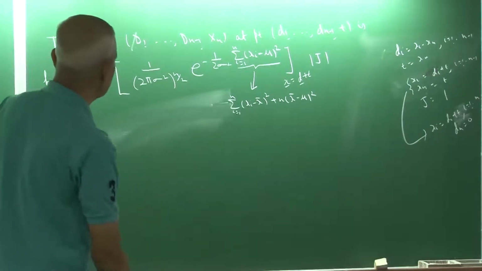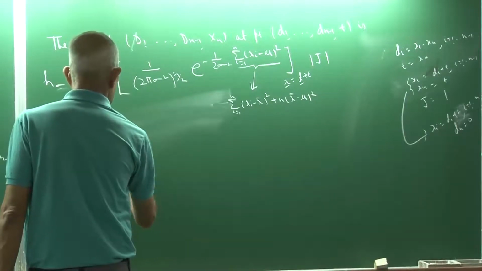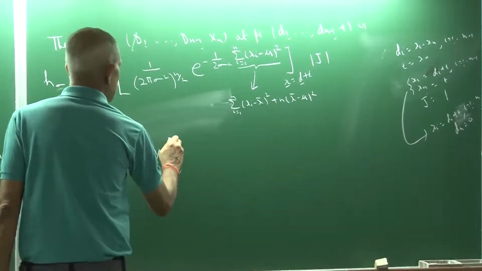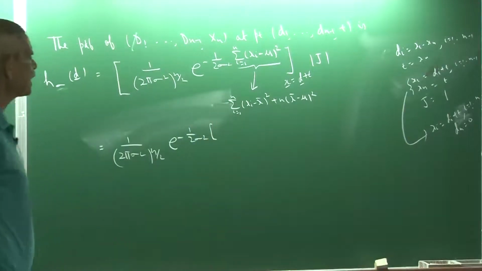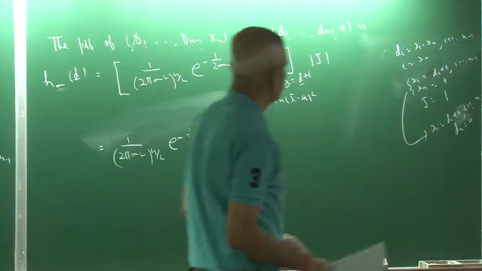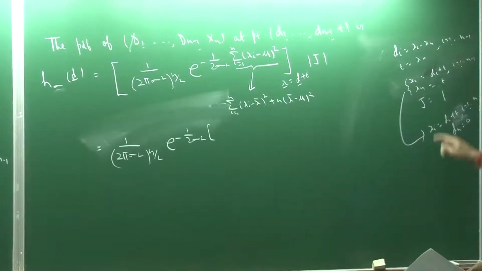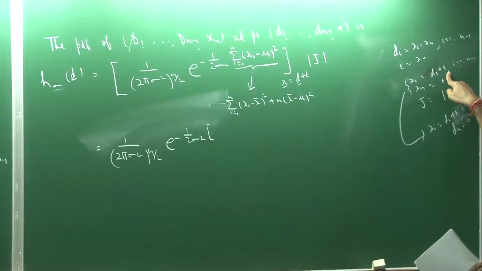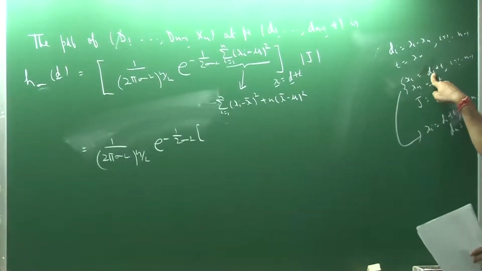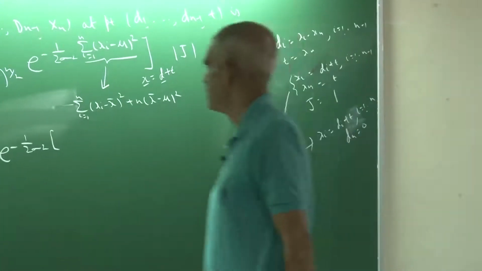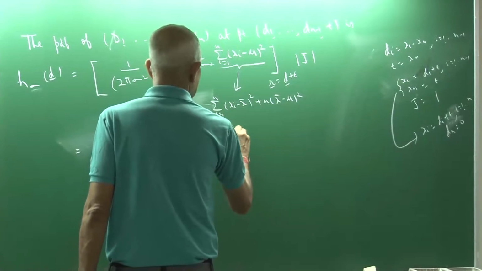Jacobian is 1, so it becomes (1 by 2 pi sigma square) to the power n by 2, e to the power minus 1 by 2 sigma square summation (xi minus x bar) whole square. Now xi is the same as di plus t. So x bar would be nothing but d bar plus t. So xi minus x bar would be nothing but di minus d bar, so summation i equals 1 to n (di minus d bar) whole square.